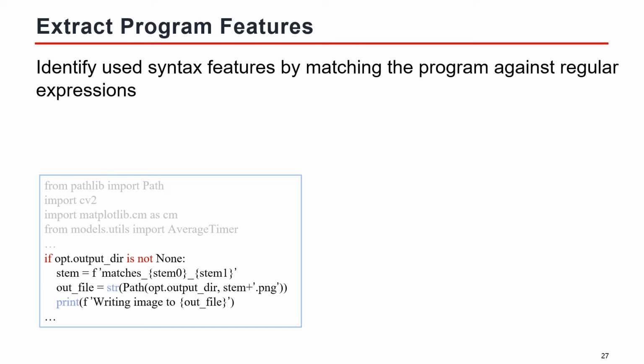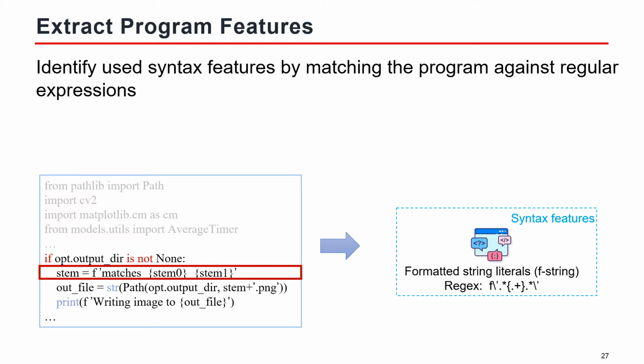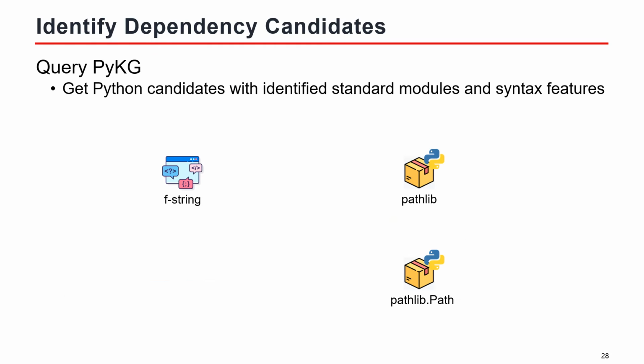On the other hand, we extract syntax features by matching the program code against syntax features in the form of regular expressions. For example, PyEagle identifies that the code snap uses a syntax feature, f-string. Then we query PyKG for dependency candidates.